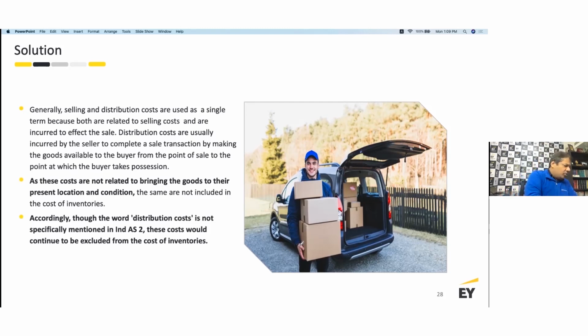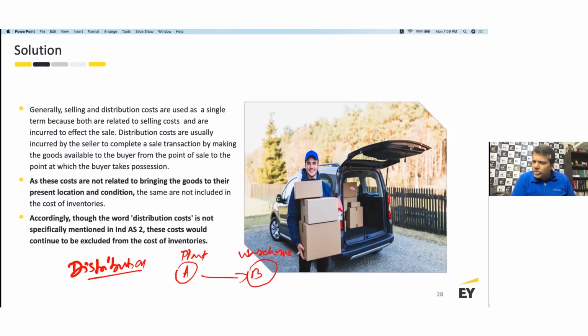The only thing you need to remember here is that this distribution is from the point of sale. However, if distribution is necessary, let's say there is a plant at location A, and I'm going to have my warehouse at location B. Here I have the warehouse, not the customer, where there are a large number of customers. But the cost of dispatch here is not a distribution; it's a cost of dispatch from the manufacturing location to a warehouse location. This is allowed to be included in the cost of inventory.